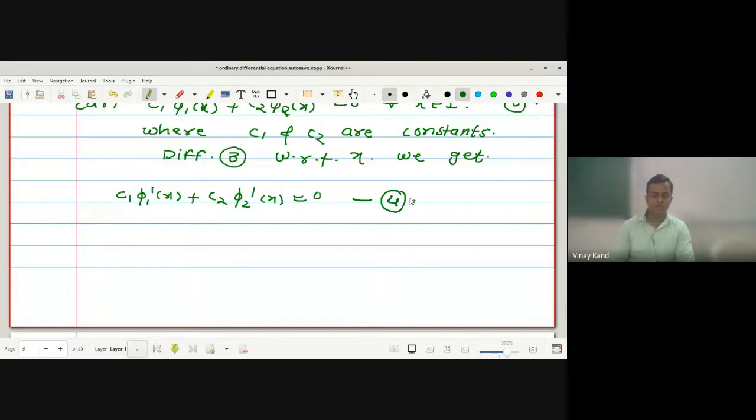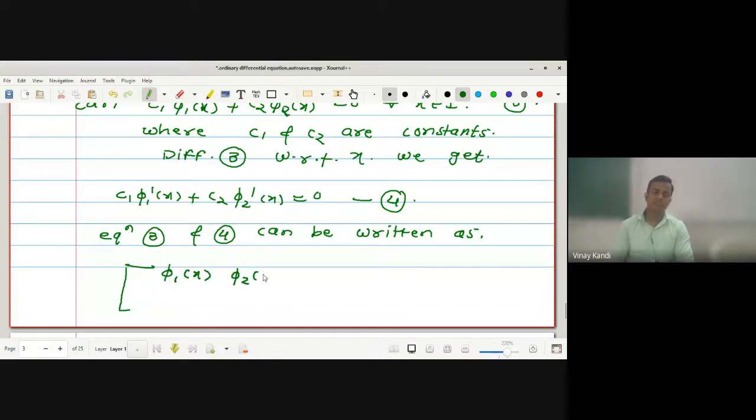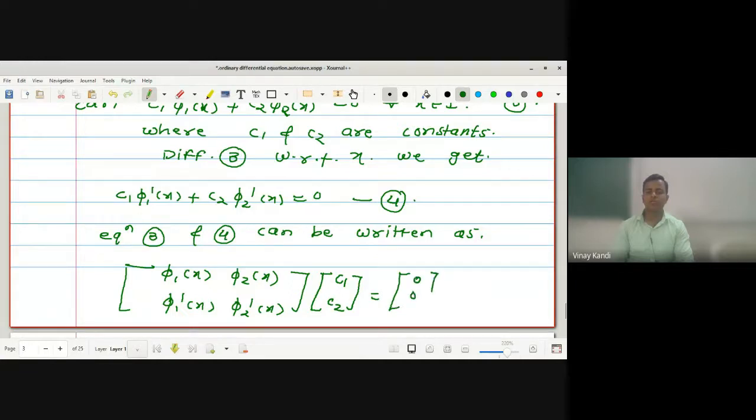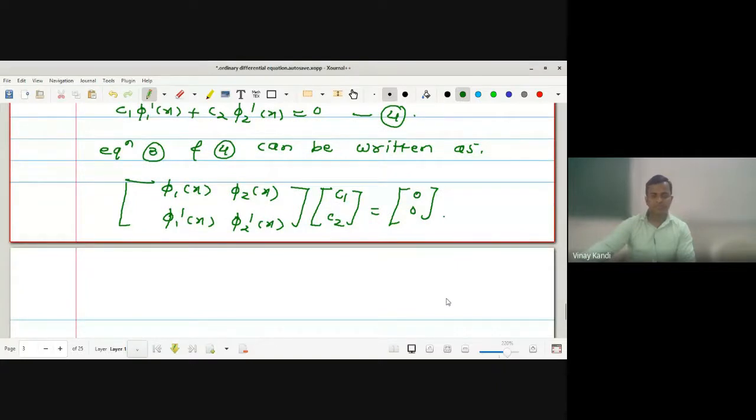Now again, equations 3 and 4 can be written in the matrix form as: phi1 of x, phi2 of x, phi1 dash of x, and phi2 dash of x, times the column vector C1 and C2, which is equal to 0 and 0. Okay, any doubt up to here?